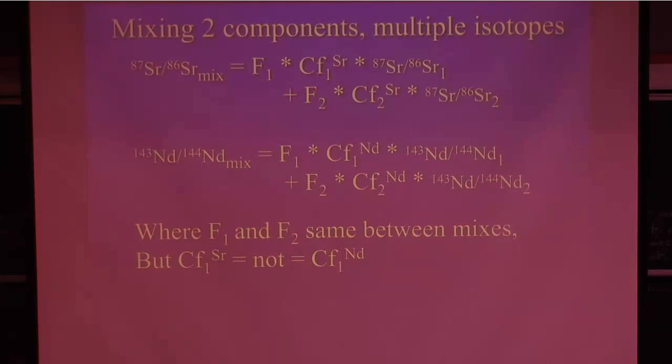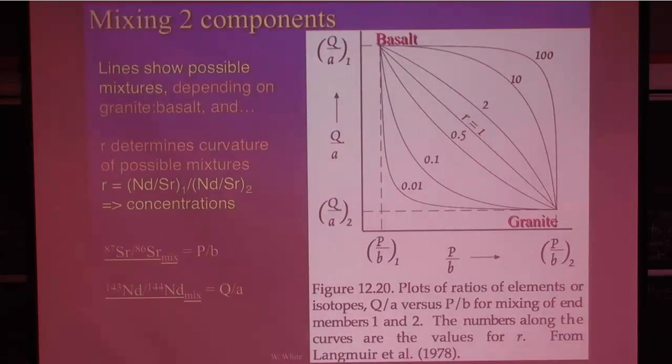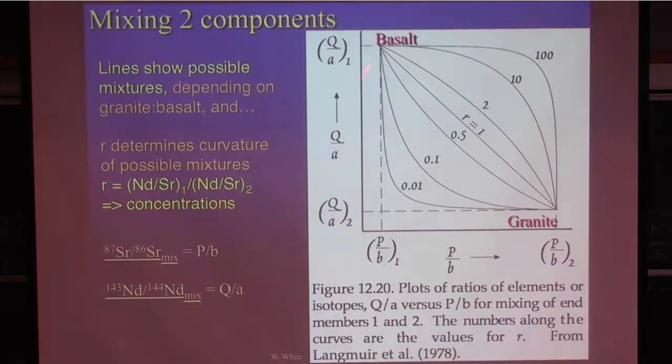All right. So where does that go next? It goes next to what happens when you make these kinds of mixtures on a plot. So this is a generalized plot, but basically this has two isotope ratios on the axes, and a basalt and a granite. And it turns out that it matters what those concentrations look like between the one component and the other.